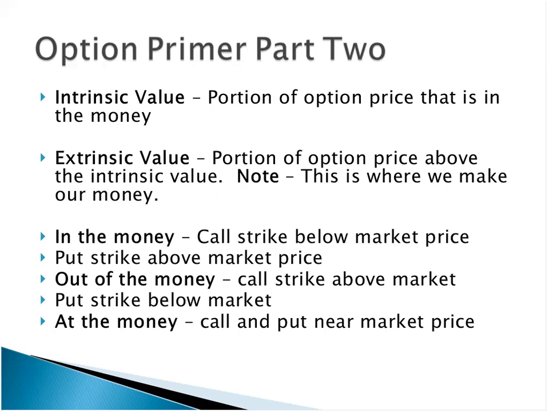A couple more terms here. Intrinsic value, and you're going to see this in a minute when we talk about how we're going to place some of these trades. The intrinsic value is the portion of the option price that is in the money. The extrinsic value is the portion of the option price above and beyond the intrinsic value. So if an option is trading at $5 and it's $3 in the money, the $3 is intrinsic value, the $2 is the extrinsic value. 2 plus 3 is the total price of the option.